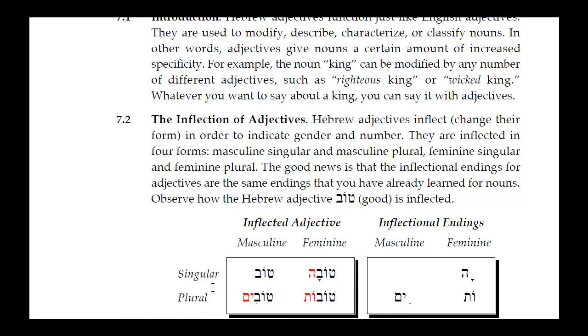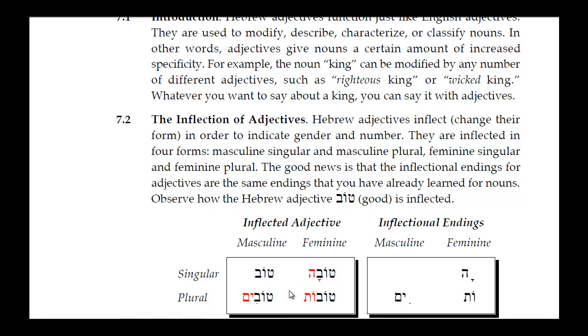Okay, here in the singular we have masculine and the word tov, which is good. And so we have tov here for masculine singular, and we have tova for feminine singular. We have the komets hey, you can see in the red here, highlighted in red. That is the ending that is showing the gender and the number of that adjective. Tova is basically feminine singular.